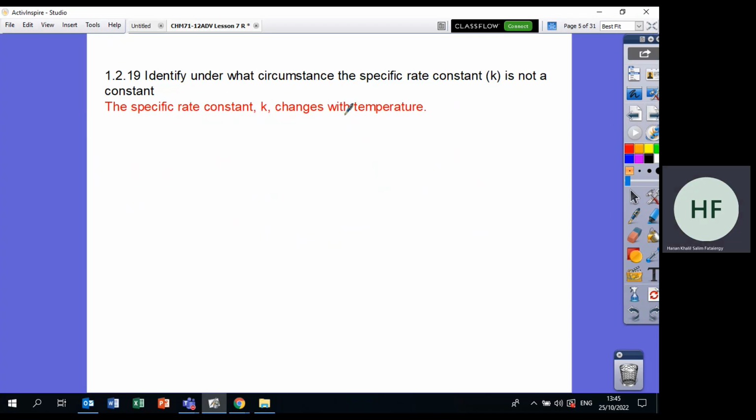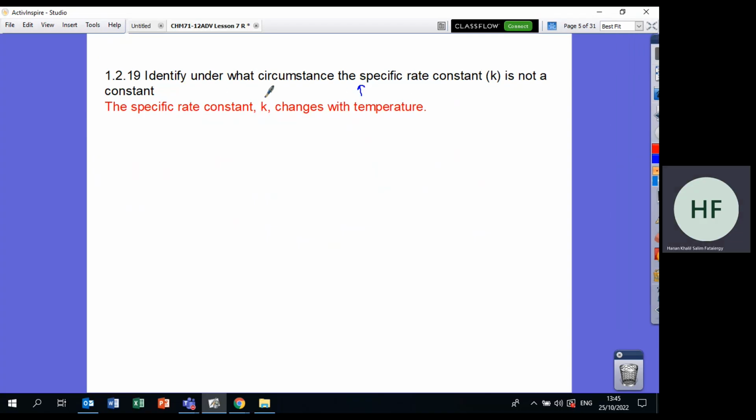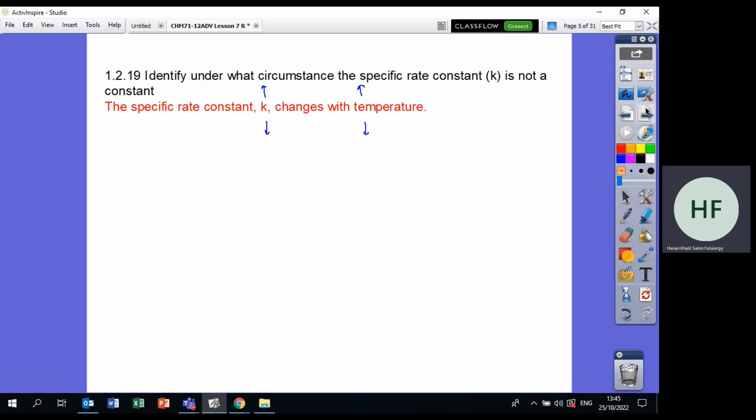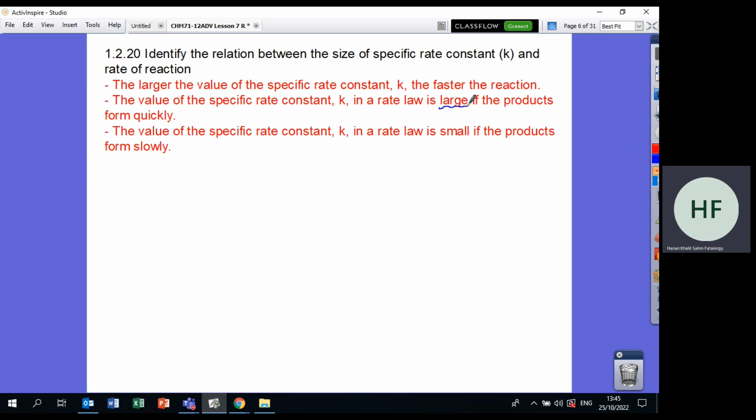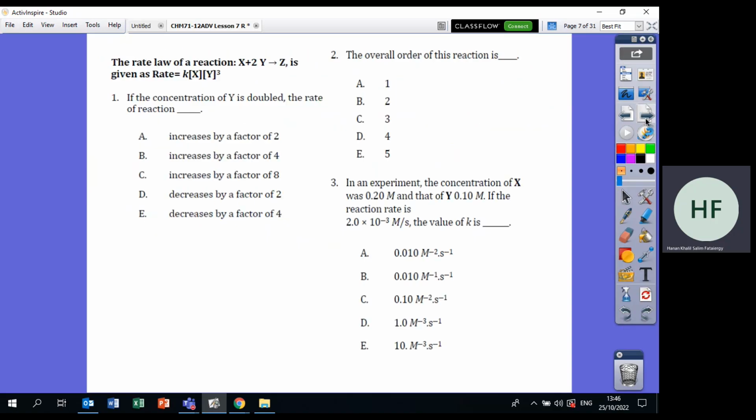Now the rate constant changes with temperature. If the temperature increases, K increases. If the temperature decreases, K will decrease. Okay, now the specific rate constant: if K is large, this means that the reaction is fast or forms quickly. If K is small, this means that the reaction is slow, because the rate is proportional to K. If K increases, the rate will be faster. If K decreases, the rate will be slower.